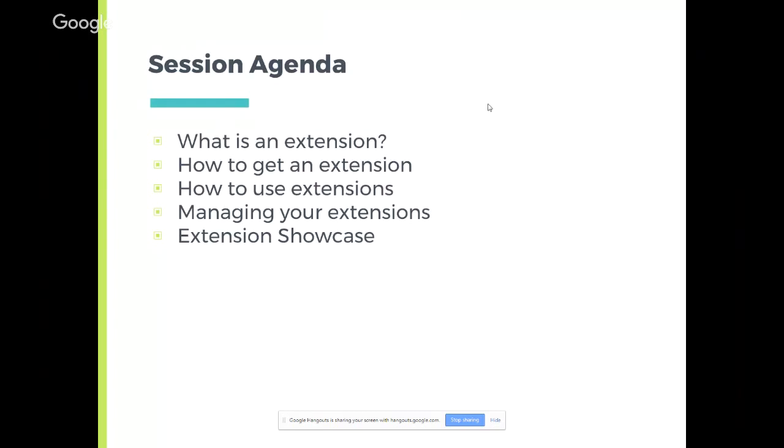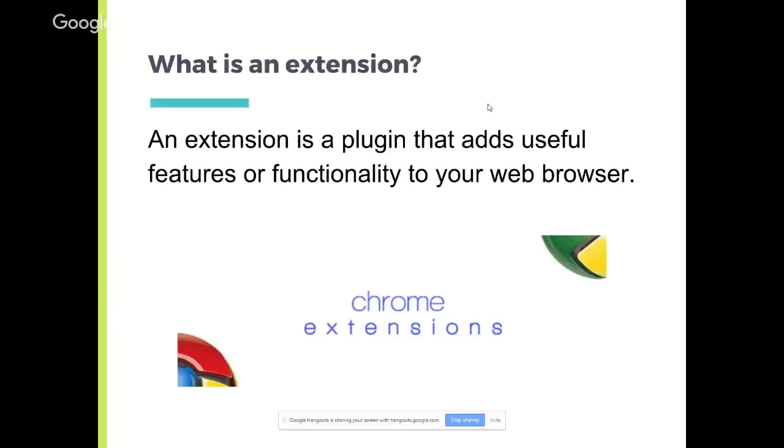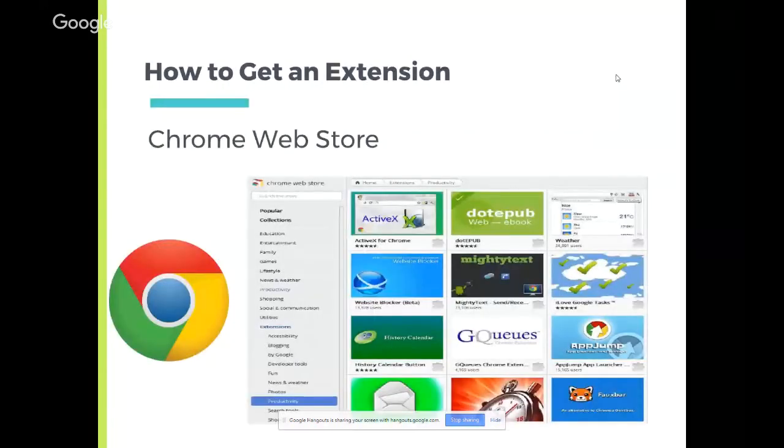So let's start with a quick overview on extensions. An extension is just a plugin that you install into your browser, and it adds useful features or functionality to your web browser. So more simply put, it extends the capability of your web browser. These are Chrome extensions, so these are extensions that are just going to work in the Google Chrome browser. To get an extension, you do need to be logged into Google Chrome, and once you are, the extension can be installed from the Chrome Web Store. And there's a couple ways to access that, and I'm going to show you how to do that in a minute.